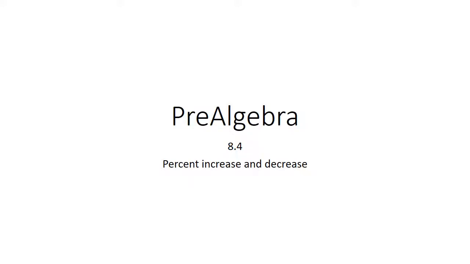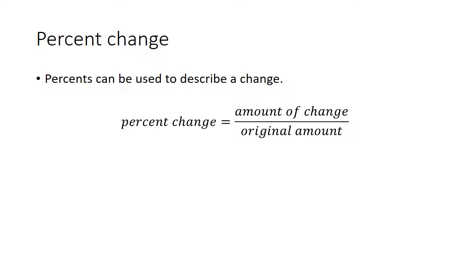This section is going to be on percent increase and percent decrease. So we're still using percentages, we're still going to use ratios to figure it out. A percent change is when you're describing how much something changes and you're using percents to do it. So this is the formula you'll use. Percent change is equal to the amount of change over the original amount.